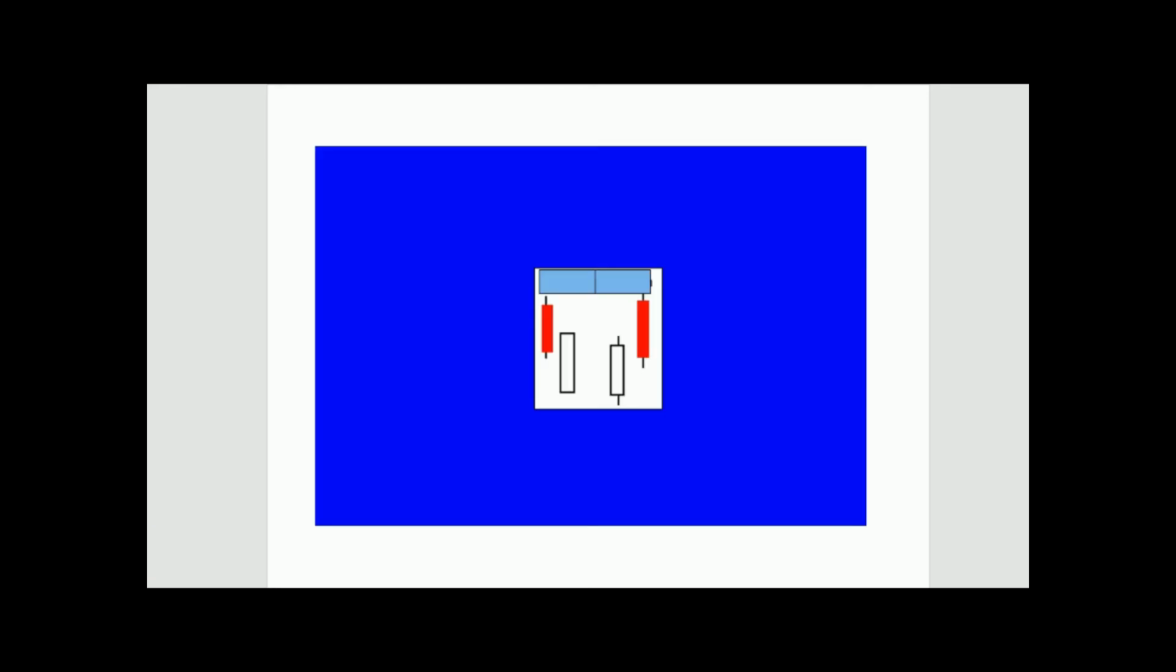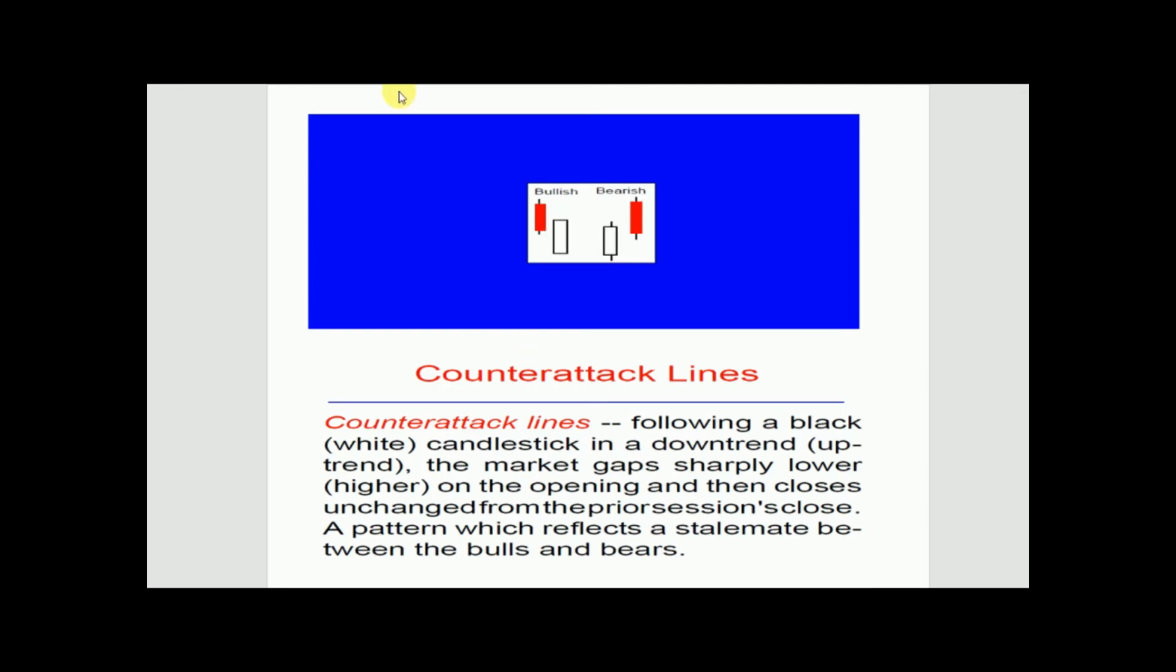There are certain other things here. This is called the counter attack line. This is a bullish candle. It is going down, and then there's a counter attack line, usually either a solid candle or a white candle with tails. A bearish counter attack line is usually on an uptrend, and then there's a bearish candle that counters the previous bullishness of the market.